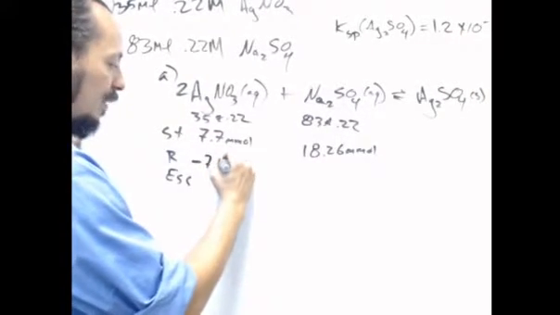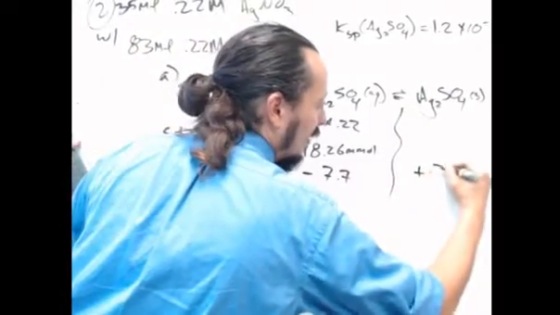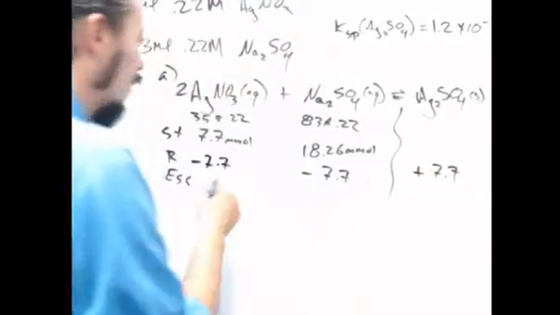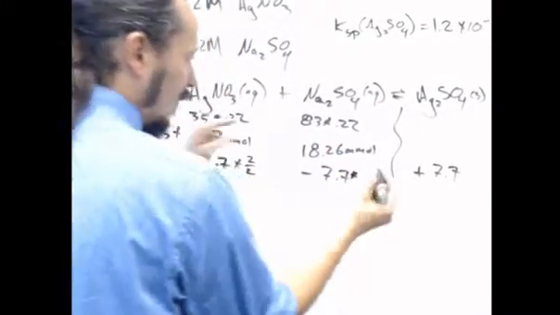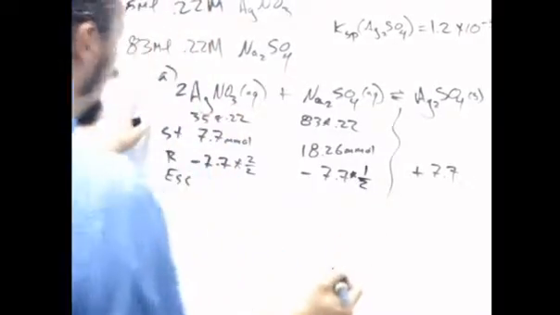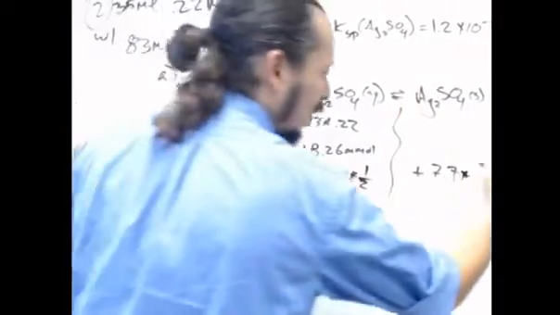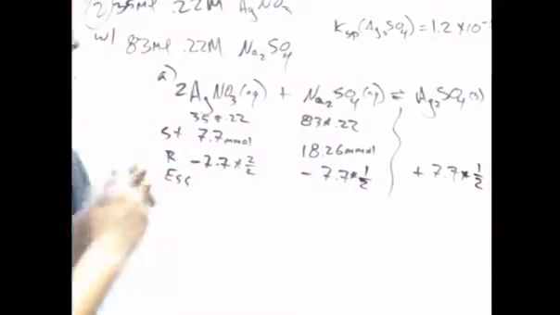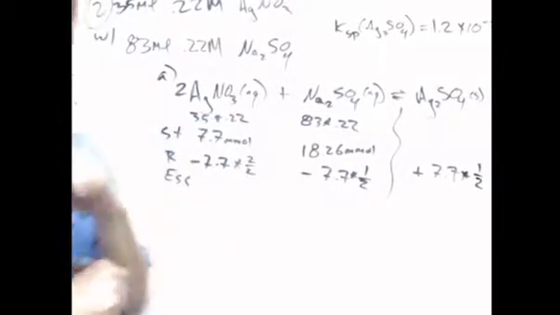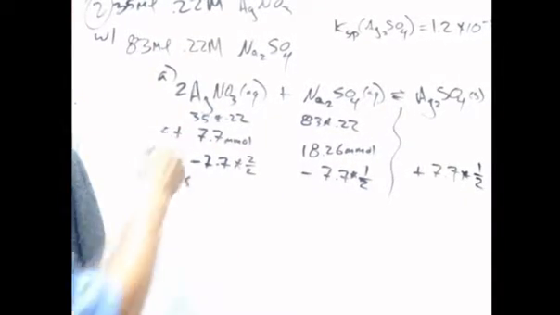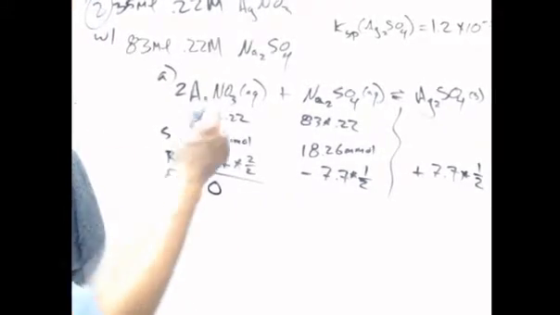So I'm going to minus 7.7, minus 7.7, plus 7.7. Don't forget your mole ratios. 2 to 2, 1 to 2, and 1 to 2. Right? For every 2 moles of silver nitrate I have, I make 1 mole of silver sulfate. If I did this right, my limiting reactant should go to 0.